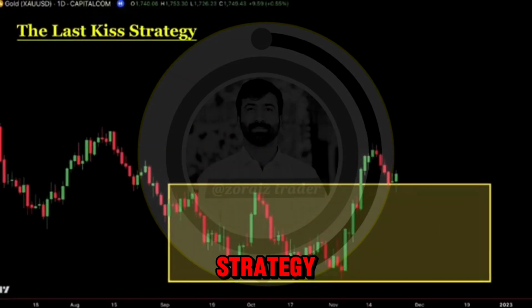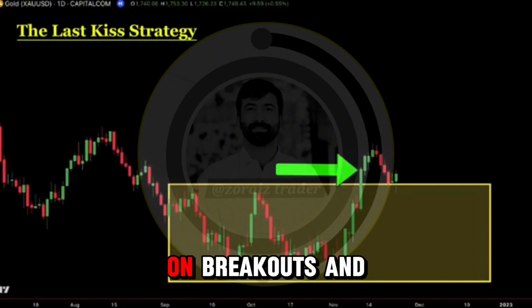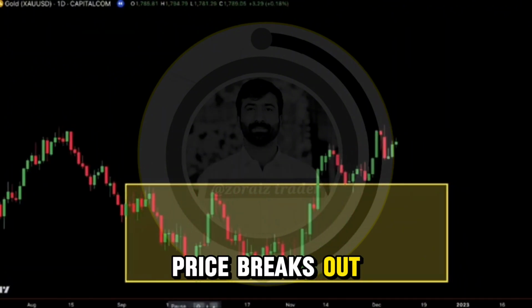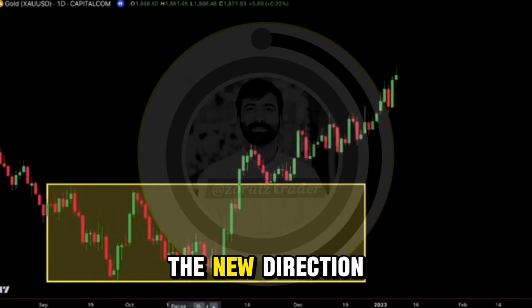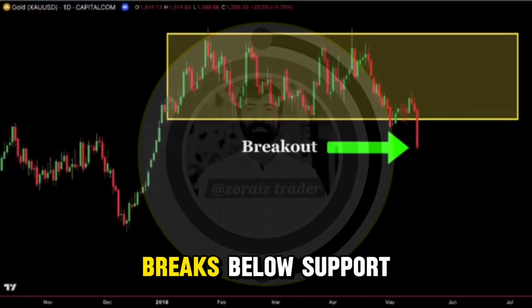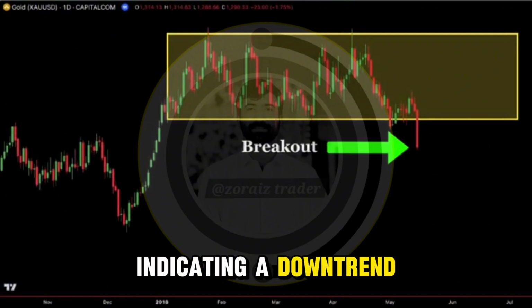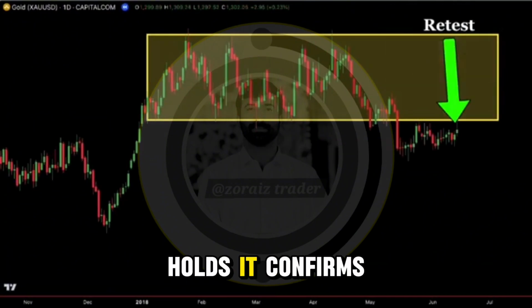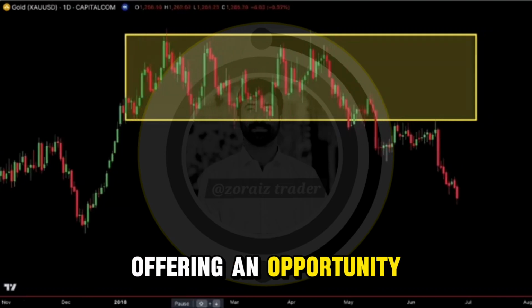The last kiss strategy. This strategy focuses on breakouts and retests in a ranging market. After the price breaks out, it retests the level before continuing in the new direction. In a bearish setup, the price breaks below support, indicating a downtrend. It retests the support as resistance, and if it holds, it confirms the breakout, offering an opportunity to enter a short trade.